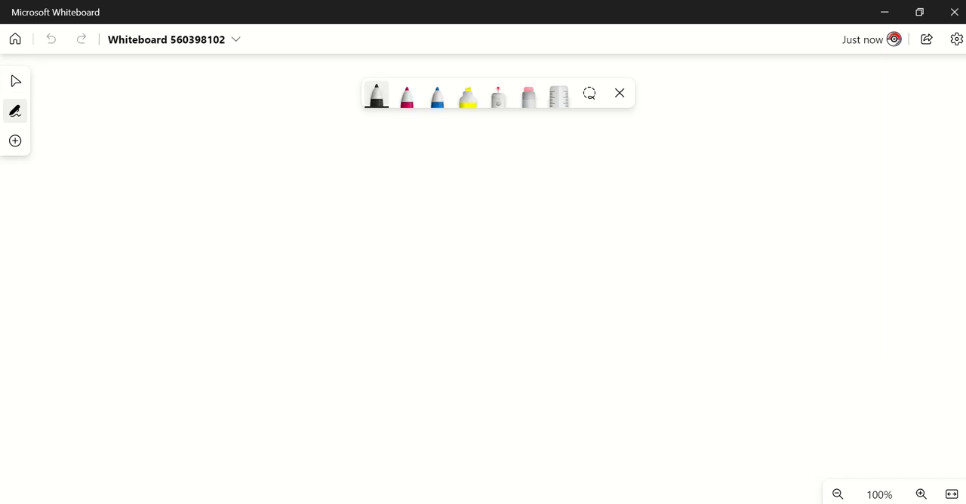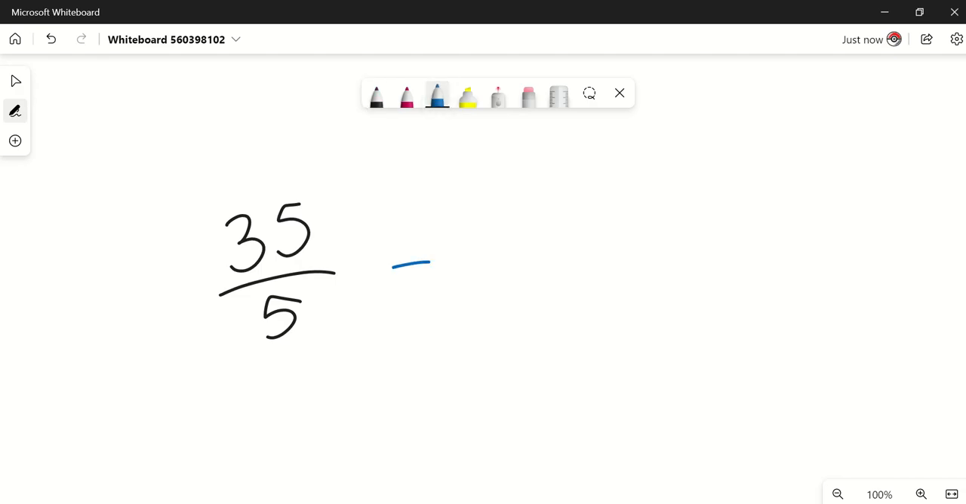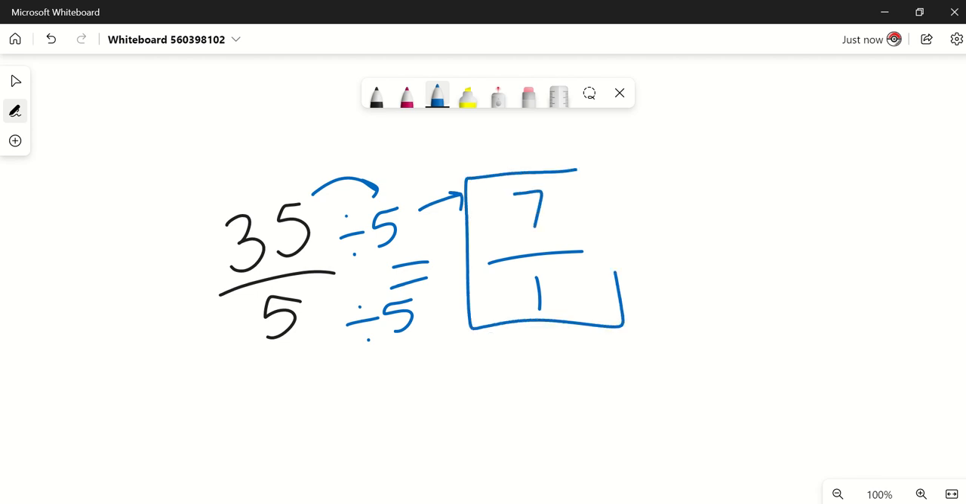So our unit rate, 35 songs in 5 minutes, correct? We want our unit rate to have a denominator of 1. In order to make 5 into 1, I'm going to divide by 5. I'm going to divide by 5 here. 35 divided by 5 will give me 7. 7 songs per minute, 7 over 1, and then you're going to write out the sentence. She downloaded 7 songs per minute. And that's it for that one.